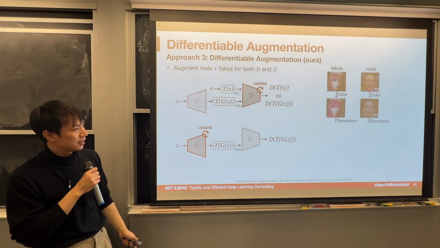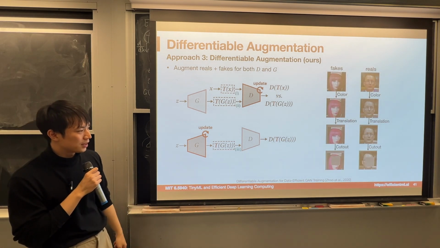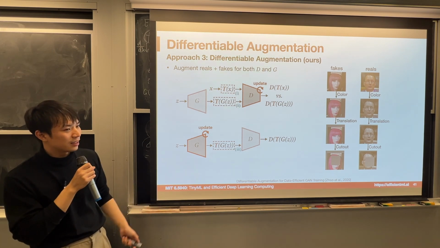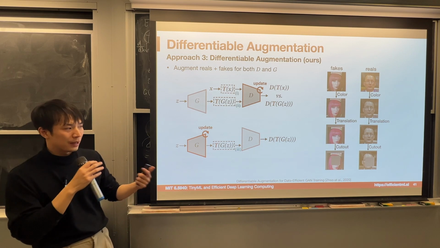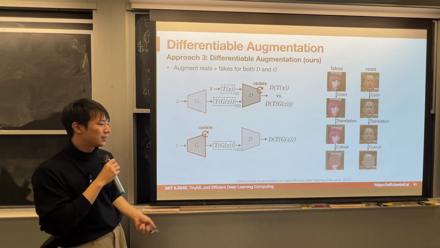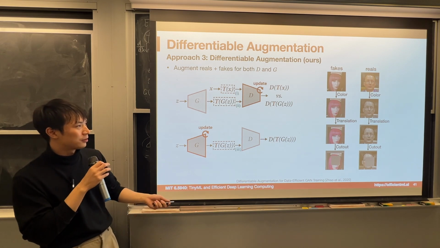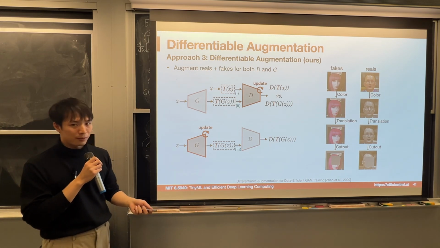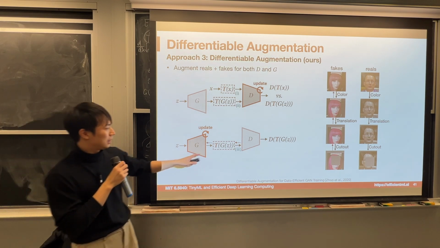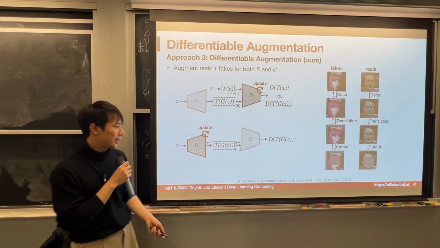So in this case, let's say for example, we have two images. We run them through the same random data augmentation pipeline, but we want to make sure it's differentiable so that we can still have the gradients flow back to the generator to reduce the overfitting problem. And again, it needs to be differentiable so we can flow back the gradients.